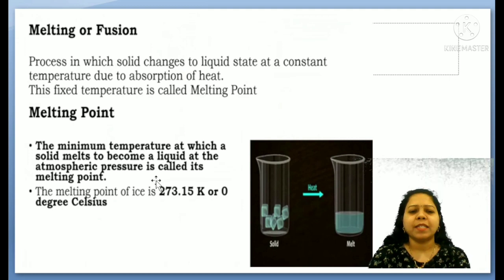Now we'll see the melting point of ice is 273.15 Kelvin, or 0 degrees Celsius. There are two units of temperature. Generally we use degrees Celsius, sometimes we use Kelvin, but here the melting point is given in both Kelvin as well as in degrees Celsius. The melting point of ice is 273.15 K, or 0 degrees Celsius. This is all about melting.